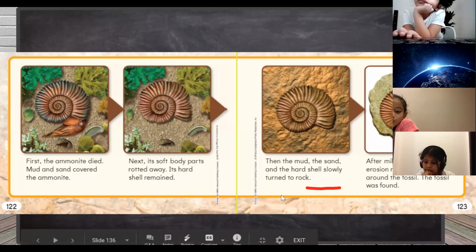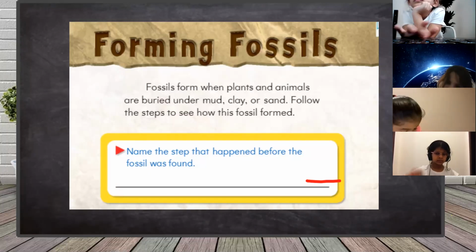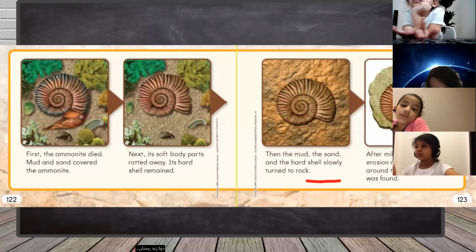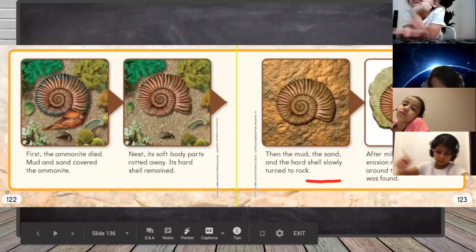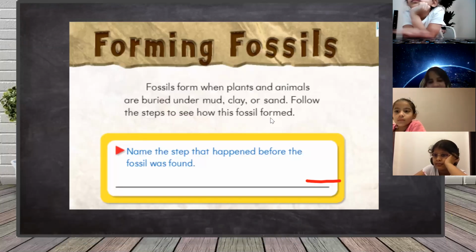Okay, guys? Now let's see what we have next. Please do not draw on my screen. Now, forming fossils. Fossils form when plants and animals are buried under mud, clay, or sand. Now follow the steps to see how this fossil formed. We already followed these steps. See, these are the steps. Now let's take a look over here.